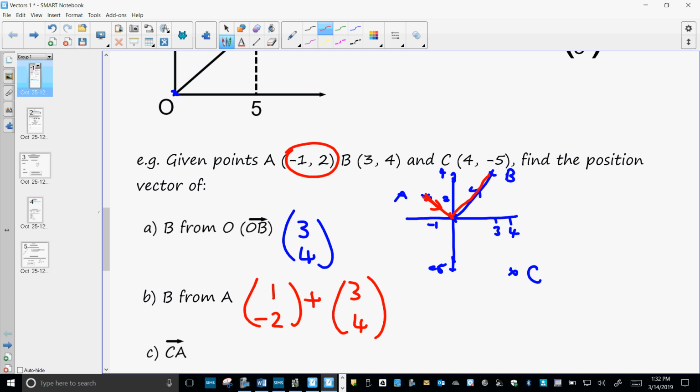Have I got everyone? This brings in adding vectors. But how do we add? Do you remember how to add vectors? You just literally add them. So 1 and 3 makes 4. -2 and 4 makes 2. So secretly, to start at A and get to B, you could have just gone across 4 and up 2.